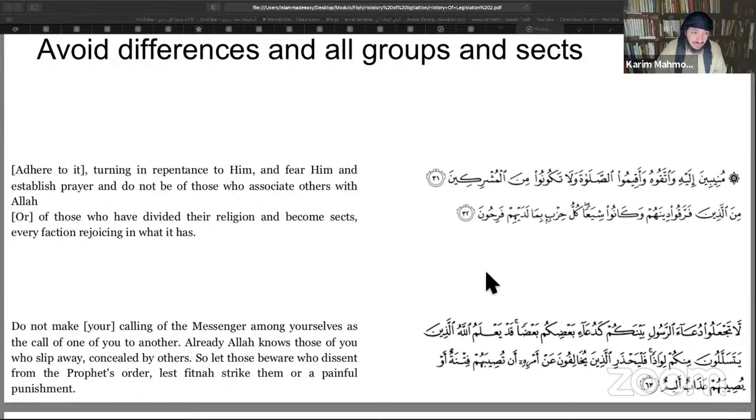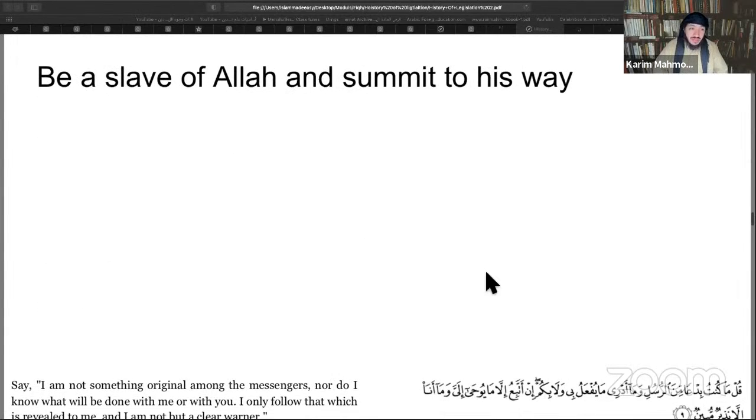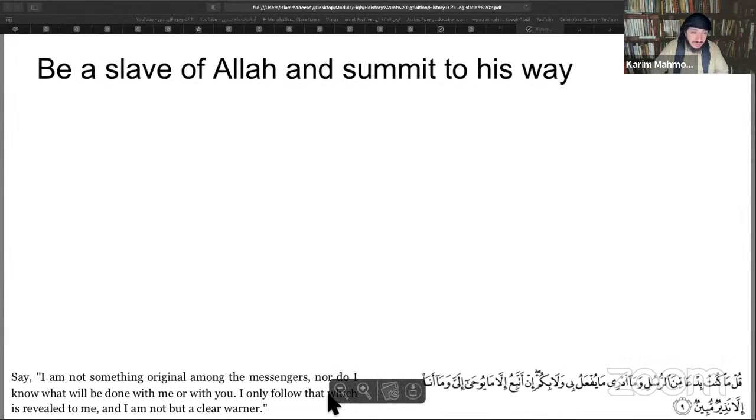Like the disbelievers, or the Christians and the Jews, when they split, they went astray. When they differed over the book and stuff like that, they went astray. They went away from the straight path. So it was not praised. It's not a good thing.